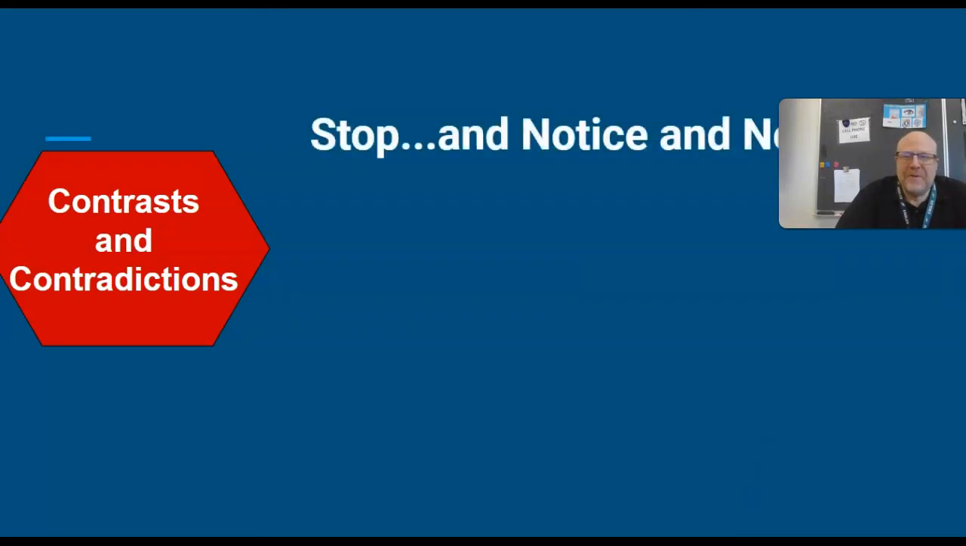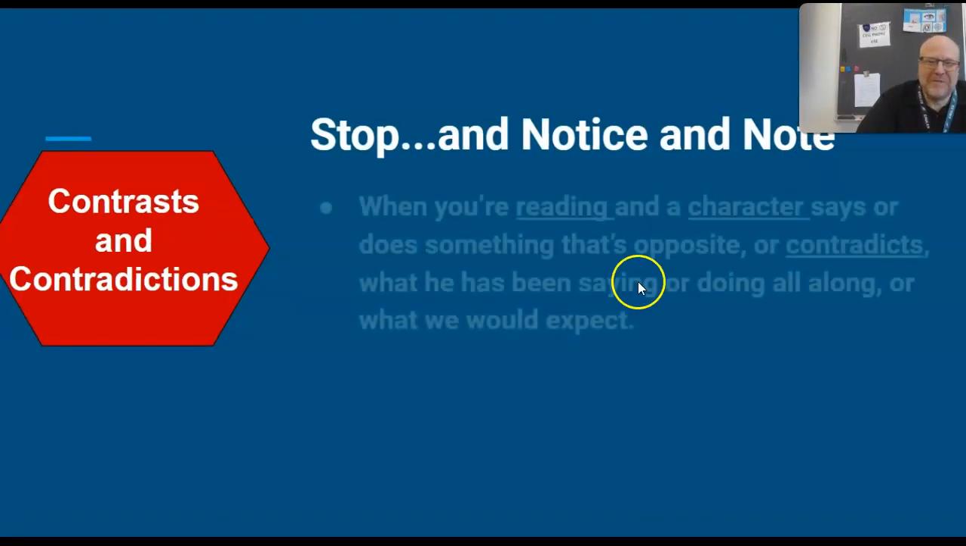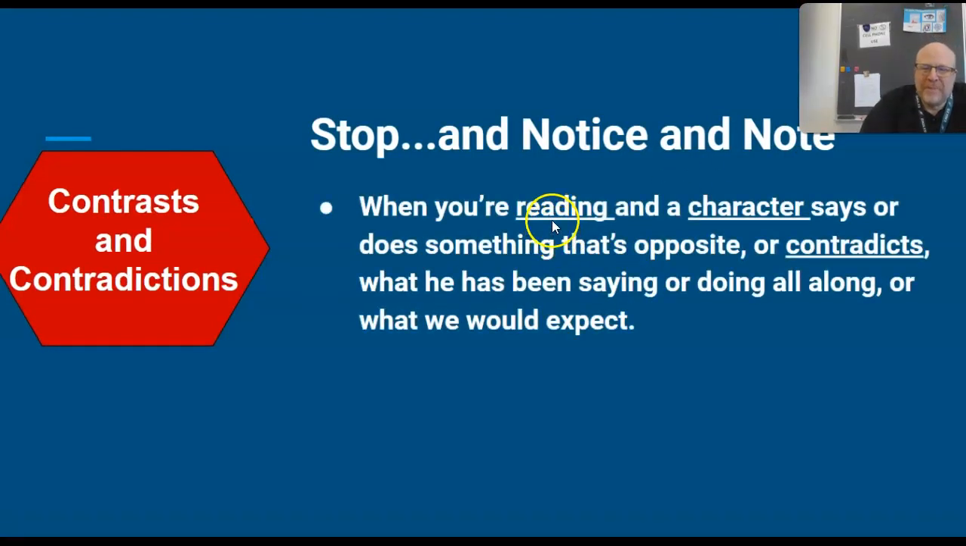All right, you're going to stop when you come to a contrast and contradiction and notice and note something. So what does that really mean? When you're reading and a character says or does something that's opposite, contradicts means it's the opposite, of what he or she has been saying or doing all along, or what we would expect. So when you come, character acts a different way, says something different, stop. That's a contrast contradiction.